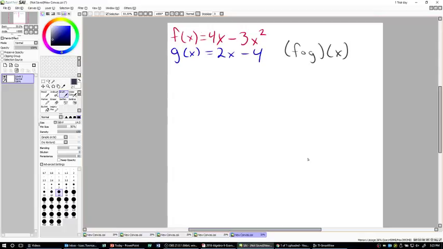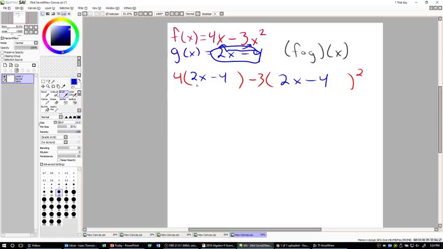So here are two functions. And so if I'm going to plug g of x into f of x, I've got to plug it in everywhere there's an x value. So that's going to be 4, instead of 4x minus 3x squared, instead of the x's, I'm going to plug in g of x there. Okay, so you need to visually see how I'm forcing g of x into f of x.